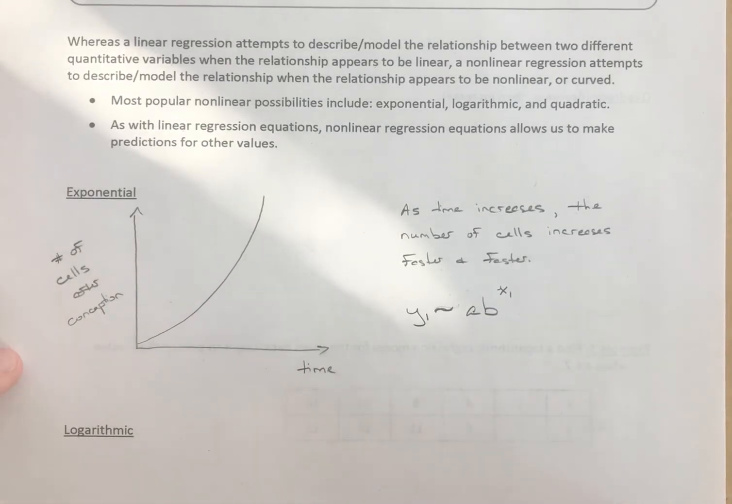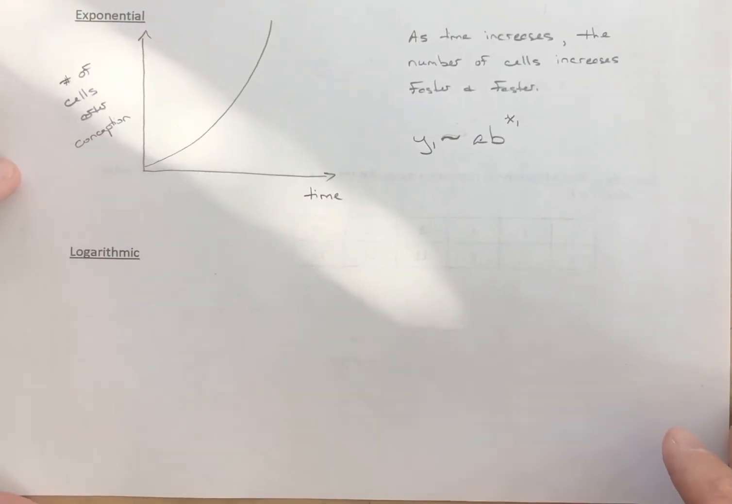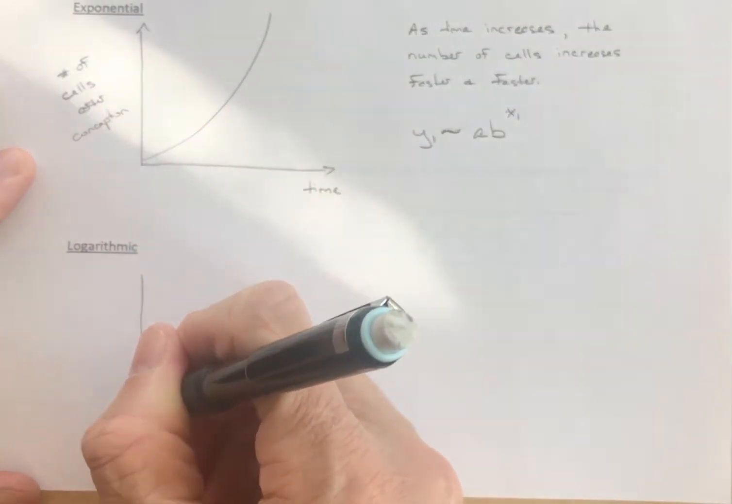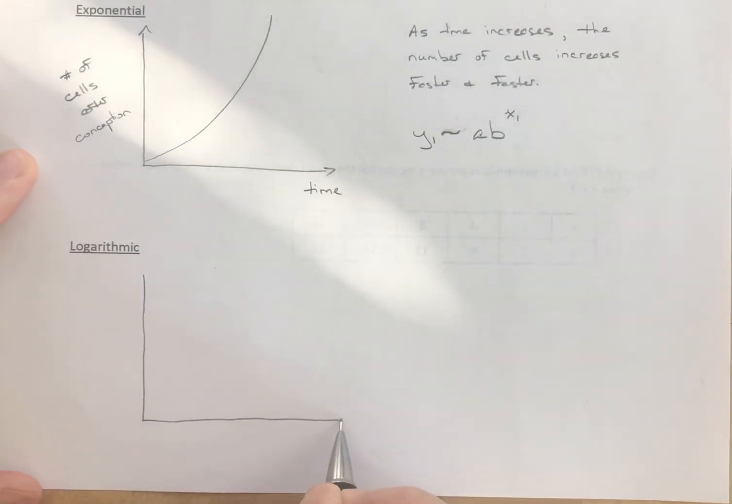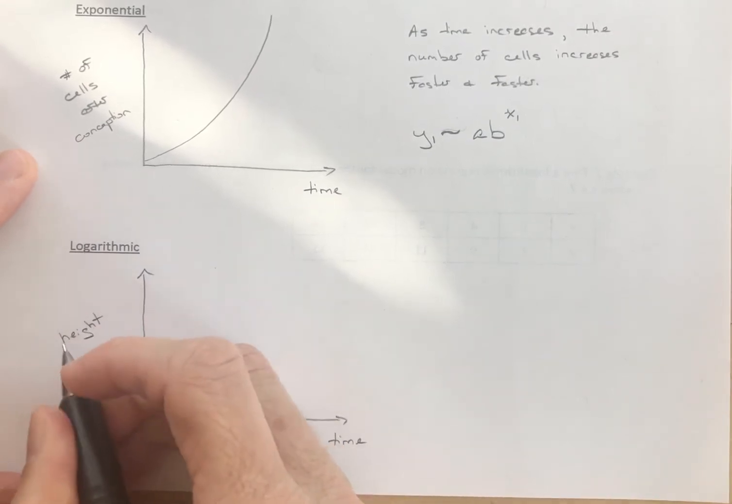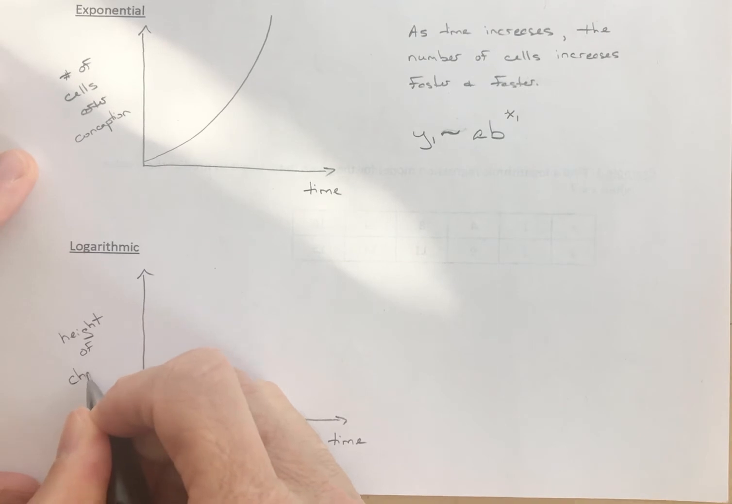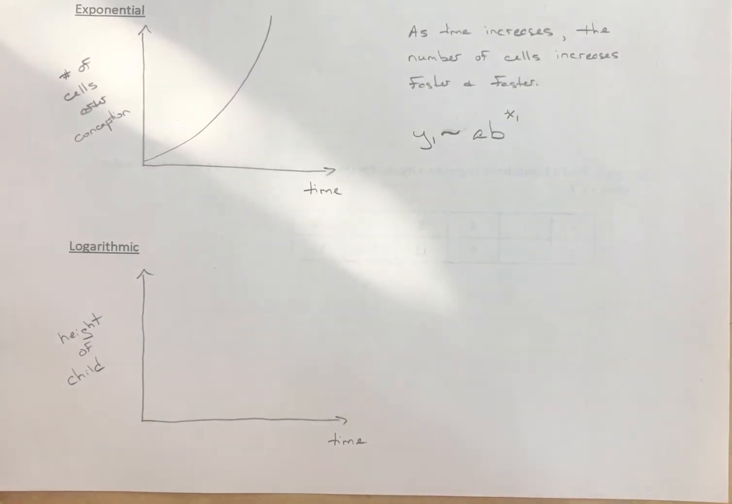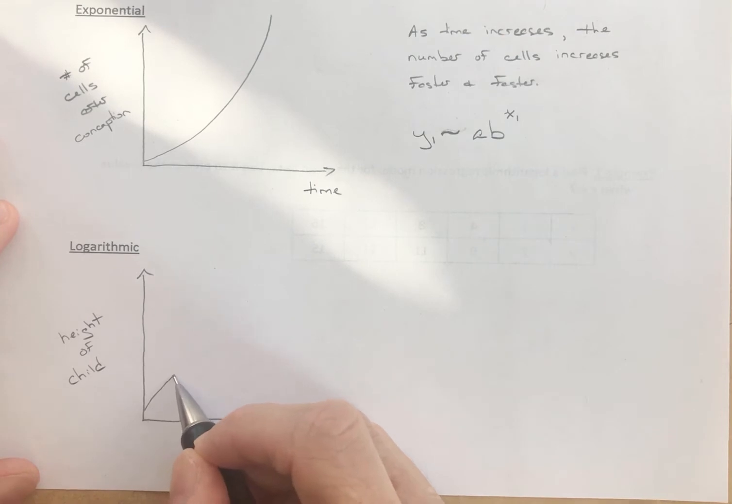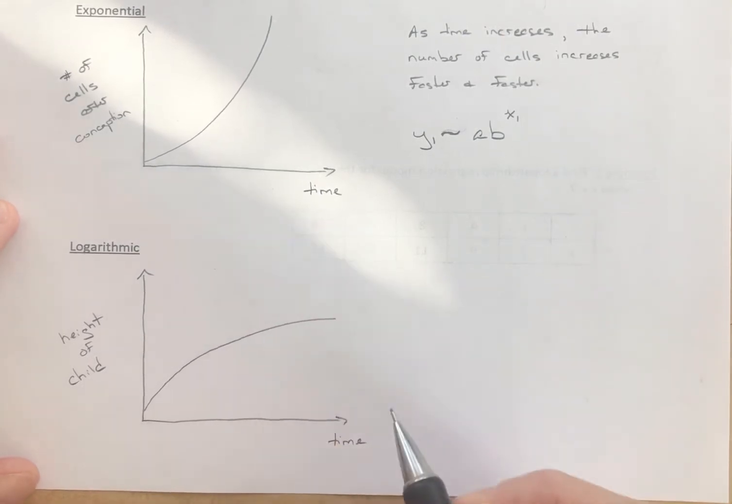Okay, now let's take a look at logarithmic growth. Okay, again, I'll draw a simple first quadrant. And on the x-axis will again be time. So as time is increasing, this is a very general, it's not a perfect example, but you get the idea. The height of a child, okay? So basically, a child starts off pretty short when they're born, and as they grow quicker and quicker, but it begins to level out, okay?